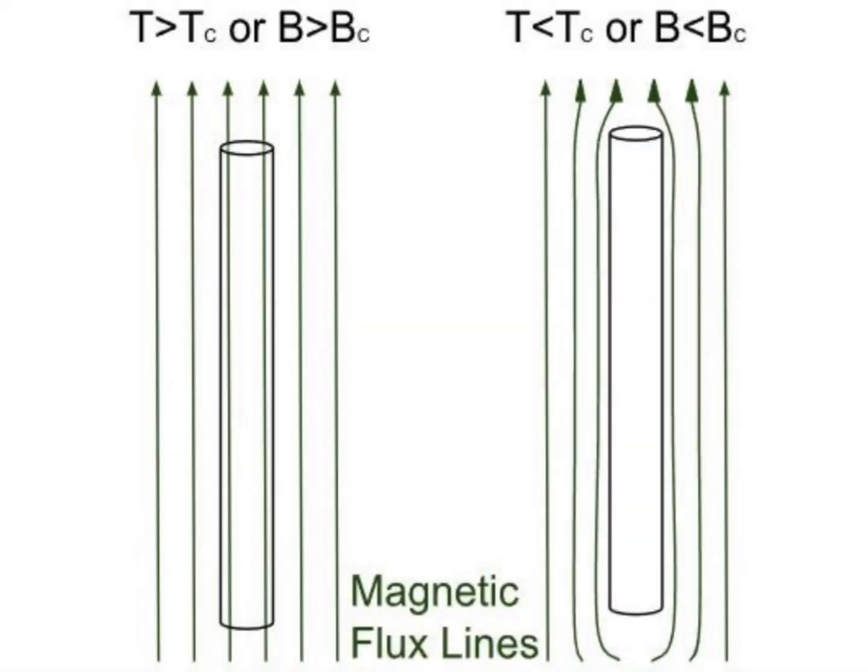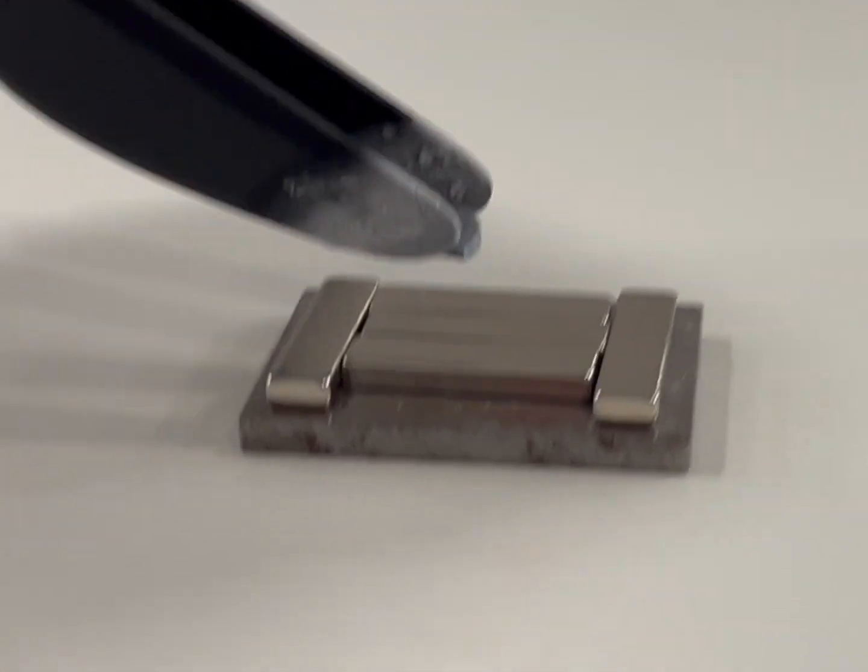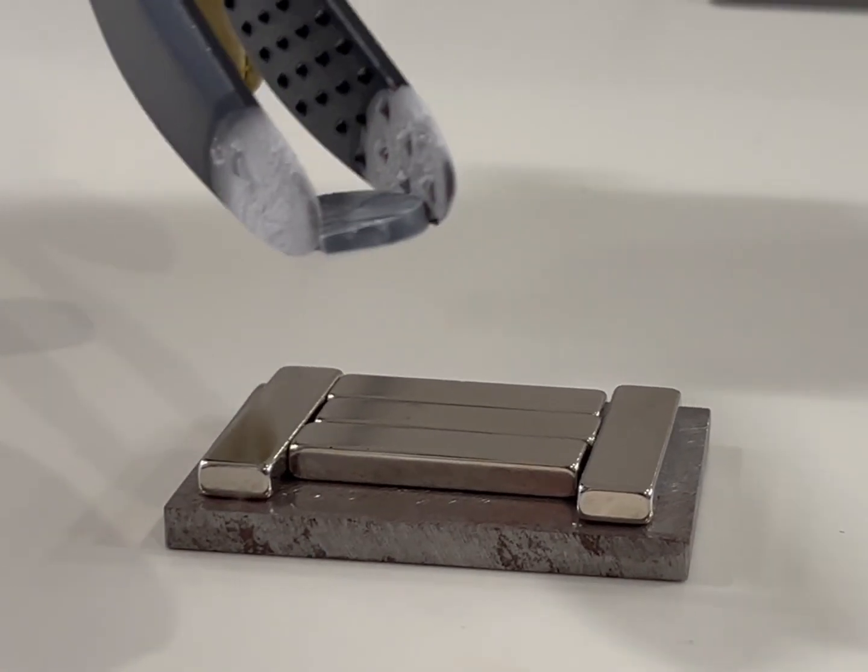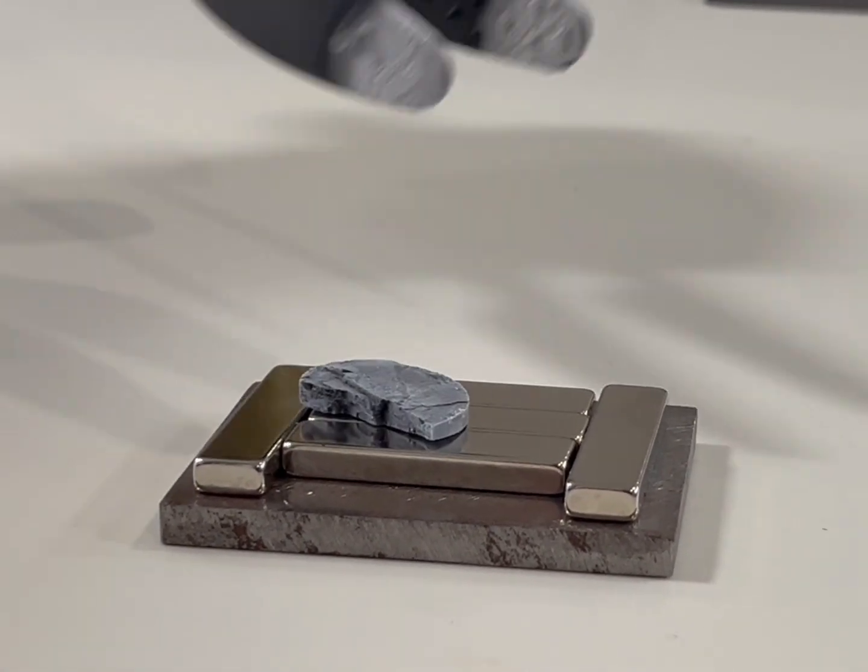When the superconductor is above the critical temperature, the magnetic field lines are again allowed to go through the material. So the superconductor is said to be in the normal state, where it will experience no levitation.